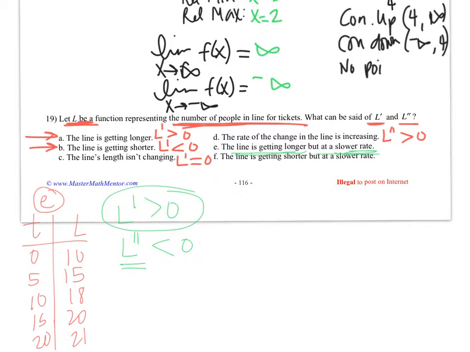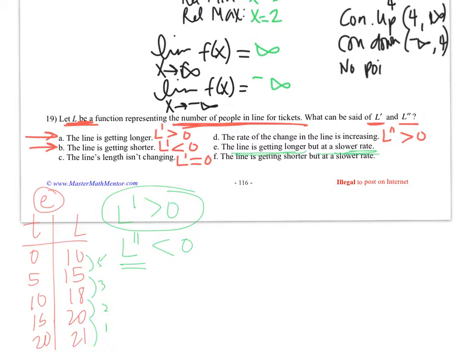Is the seconds? T. Yeah, T is time. So let's say minutes or seconds, whatever. So over time, this is the number of people in the line, and I kind of forced this to happen. Notice I just randomly picked these points. So in this situation, L is increasing: 10, 15, 18, 20, 21. But the change in L over each interval is decreasing. The change goes from 5, to 3, to 2, to 1.